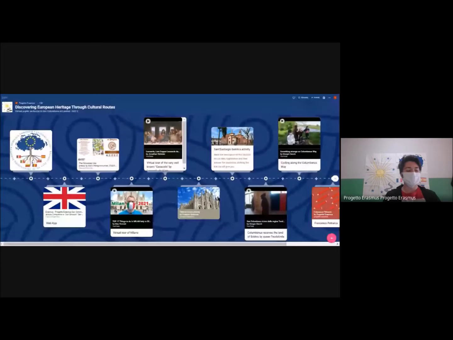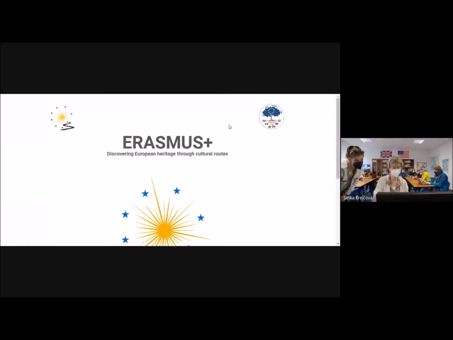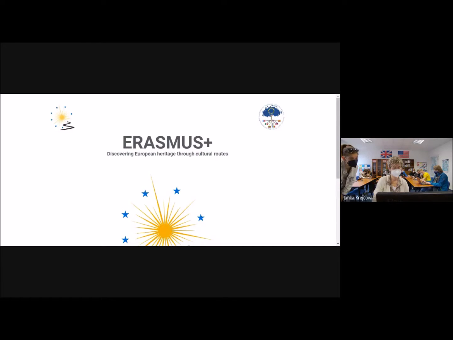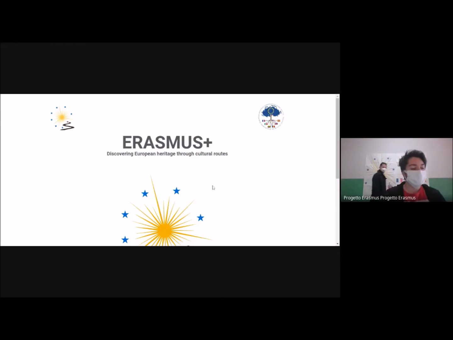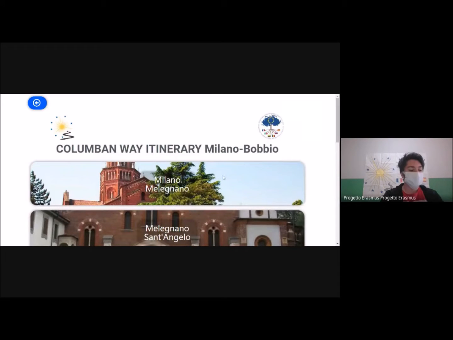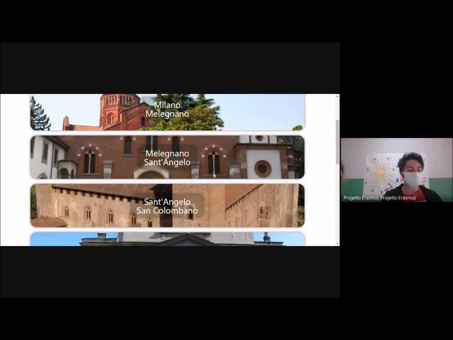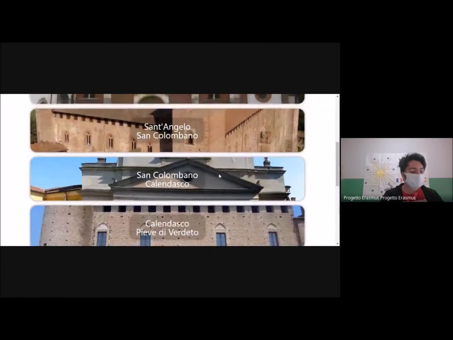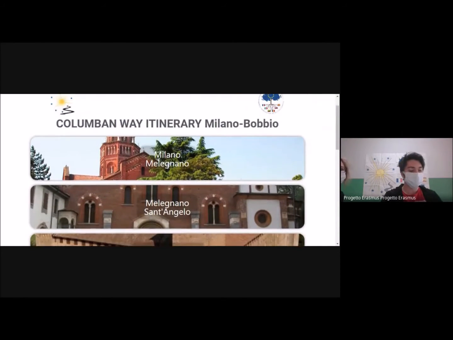Now we are opening our Erasmus web app. You can see the sun and you can choose the language, of course. Let's click on the English flag. Here you can find all the 8 steps of the last part of San Columbanus Way from Milano to Bobbio. Each step is related to one day of the walk. Let's open, for example, day 1 from Milano to Melegnano.